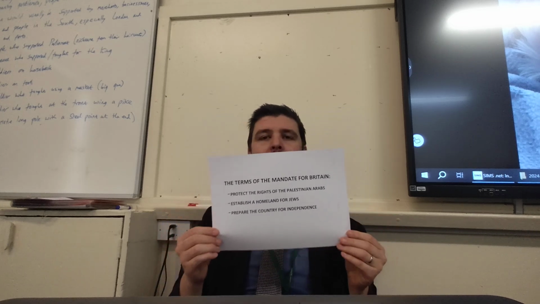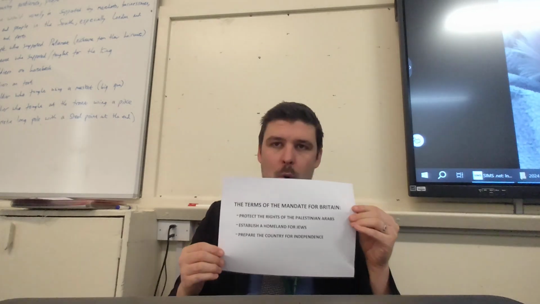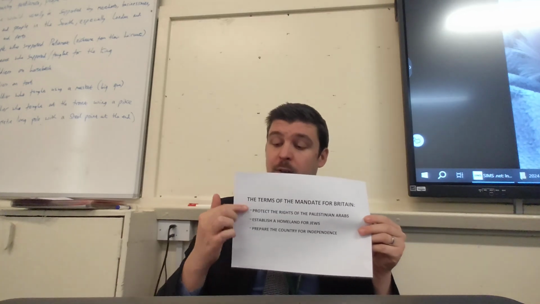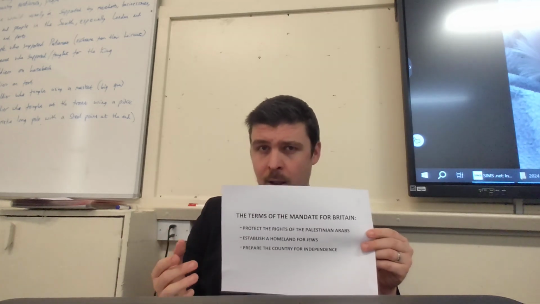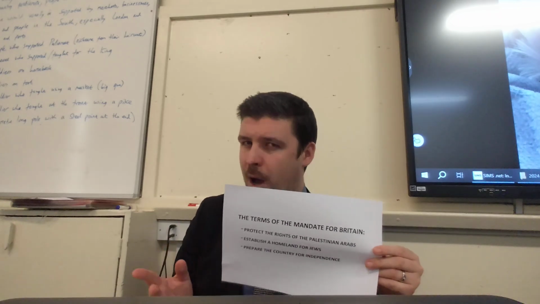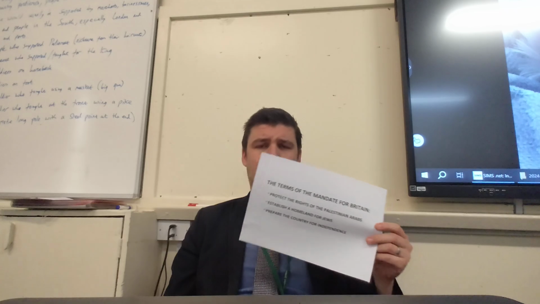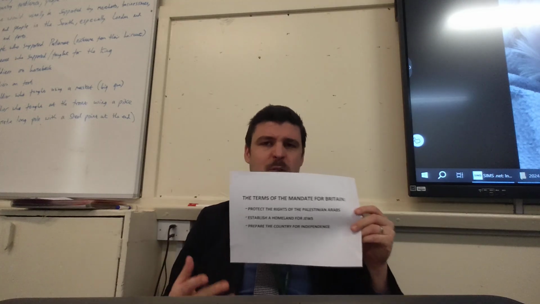Now, look at that. How on earth is Britain supposed to do those three things all at once? It's basically impossible, because particularly these two things here contradict each other. Is it going to be an Arab state or a Jewish state? It can't really be both, as you guys know already from what we've looked at. So making it an Arab state and a Jewish state, well, that doesn't work.